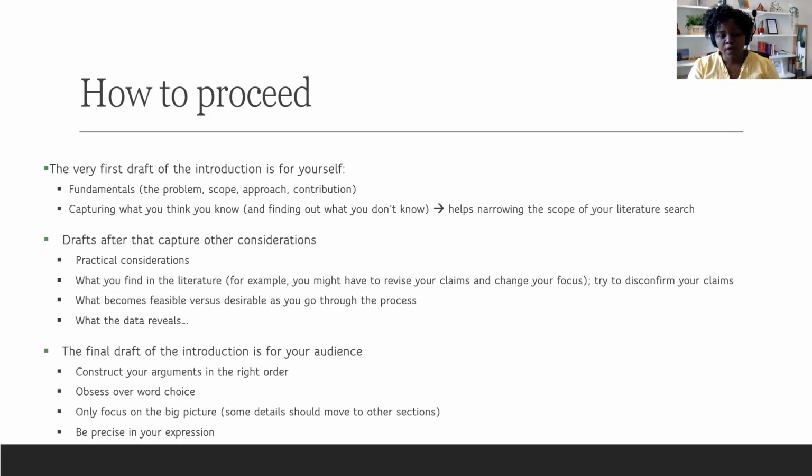And then your final draft of the introduction only focuses on the big picture. Whereas when you write the introduction for yourself, certain details are very important. Like, why am I using this approach? What sort of methods, what sort of data, tools and analysis am I going to follow? Once you write the introduction for an external audience, you want to make it about the big picture. So what's the main problem? What are the general methods that you will use? What's the contribution in a very general sense, without getting into the details of the findings?